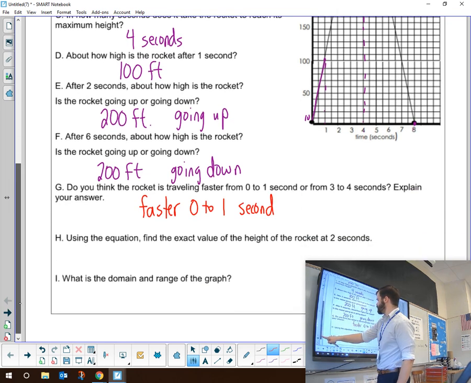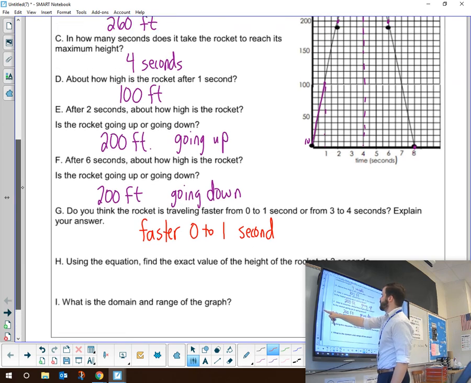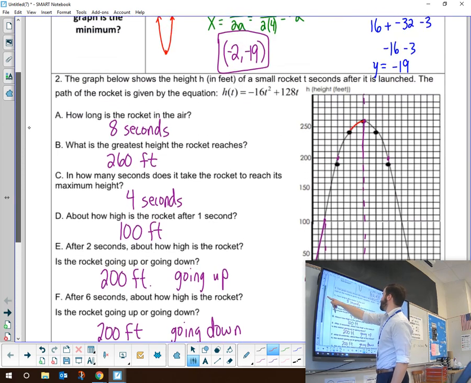Okay, last question here. Well, almost. Using the equation, find the exact value of the height of the rocket at 2 seconds. Now, this is where it gets a little interesting, okay? We're trying to find the exact value. And so we already had after 2 seconds, we said it was 200 feet. Now, we just need to find the exact value.